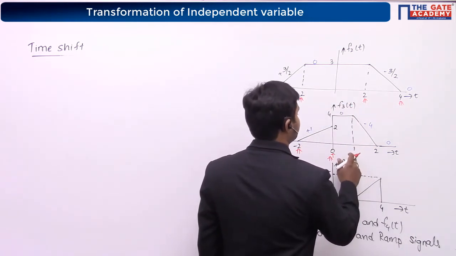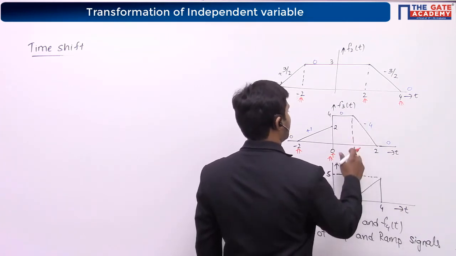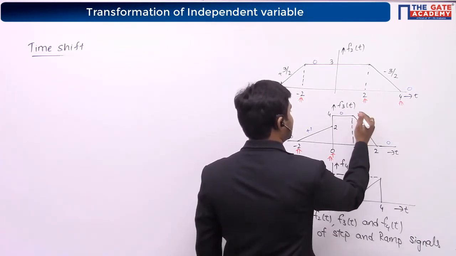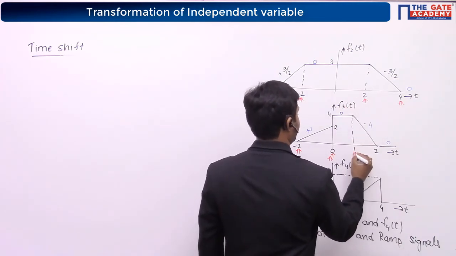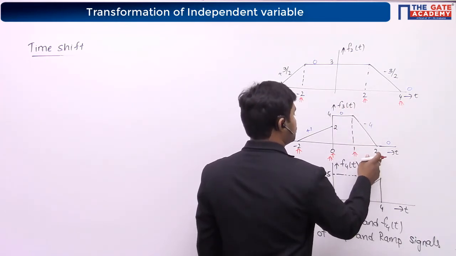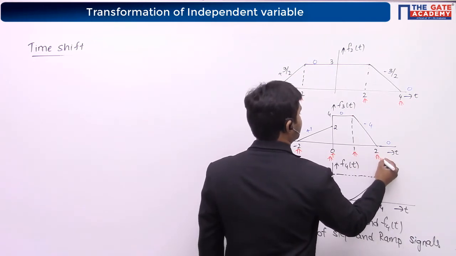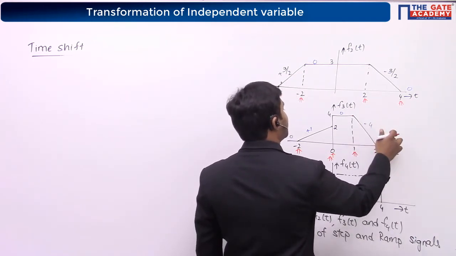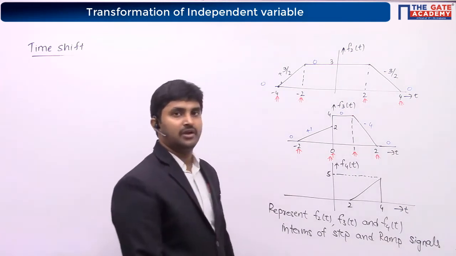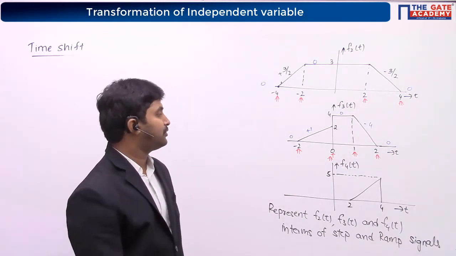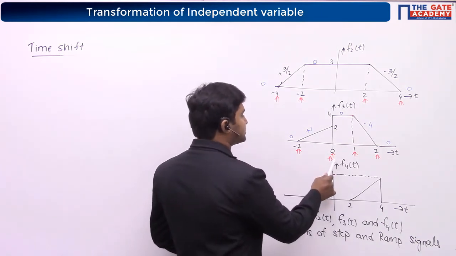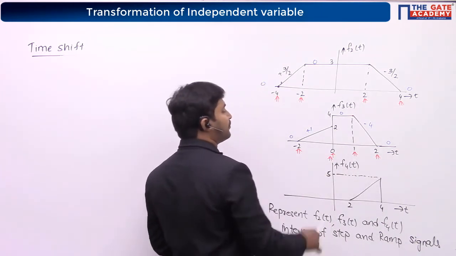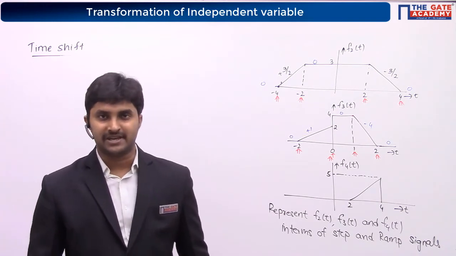At t is equal to plus 1, the slope changes suddenly at a single point. The slope changes from 0 to minus 4. At t is equal to 2, the slope changes from minus 4 to the value of 0. Okay, so there are 4 instants of ramps and there is 1 instant of step.